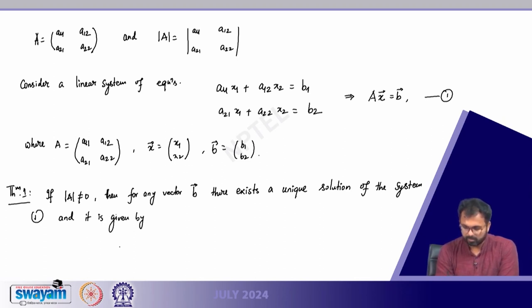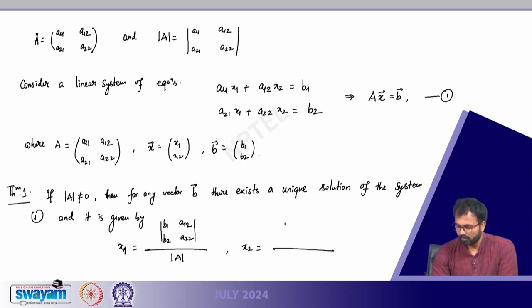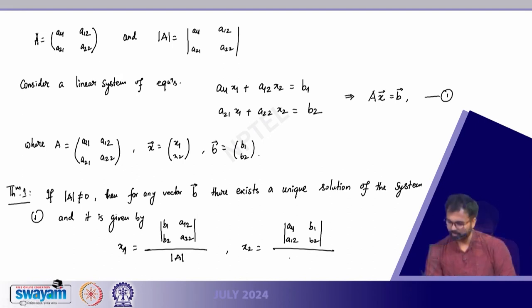given by, the solution will be very simple to write: x1 equals the determinant with columns b1, b2 and A12, A22, divided by the determinant of A, and x2 will be the determinant with A11, A12 and b1, b2, divided by the determinant of A. I'm writing with the determinant symbol.